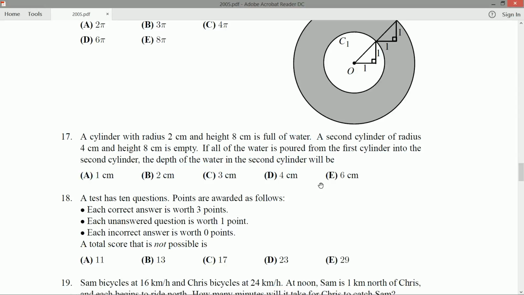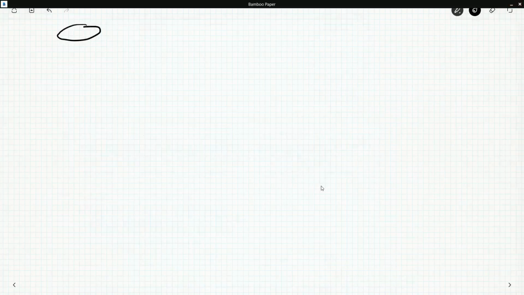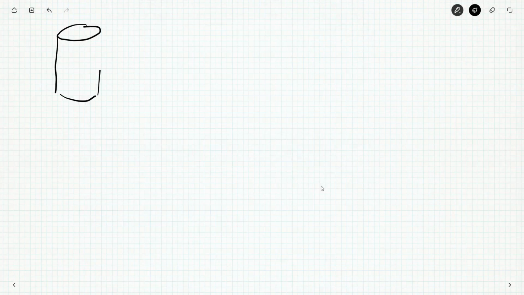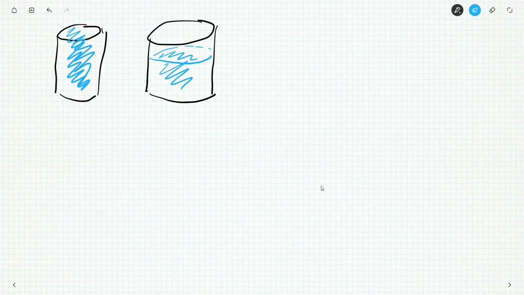Okay, so let's take a look, and we're going to draw some pictures here. So we had one cylinder, radius 2, height 8, and then the next one is radius 4, height 8. So it's a much bigger one. What happens? Well, we fill this one up entirely with water. Then we pour it all into this one, and it only goes up a certain amount. Now the water rests, and we get a cylinder of water of a certain height h, and it's our job to figure out what h is.